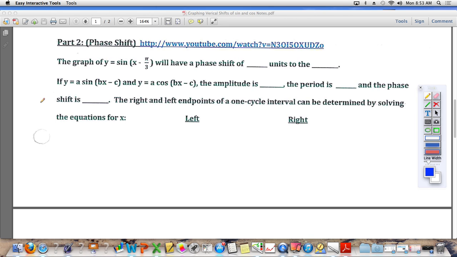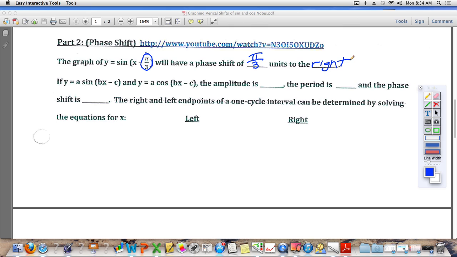So the graph of y equals sine of x minus pi over 3 will have a phase shift of, what is the phase shift going to be? Take a wild guess. It's going to be pi over 3. This number right here is your phase shift. Now it says minus pi over 3, so you think that it probably would shift it to the left pi over 3, but it's actually going to shift it to the right. So it has a phase shift of pi over 3 units to the right.